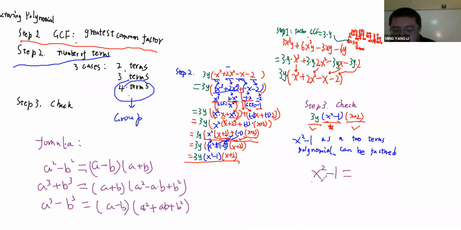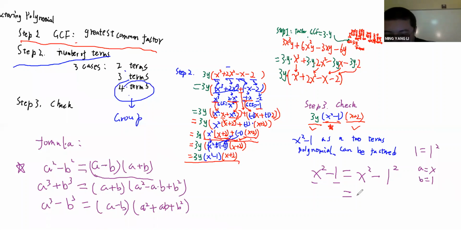So in this case, we just check. We have x squared minus 1, which looks like a difference of squares, so we may try to apply this formula. We have to write this as a difference of squares, but we know 1 equals 1 squared. That's a small trick. So x squared minus 1 is written as x squared minus 1 squared, and by our formula, a is x, b is 1. The formula gives us a minus b times a plus b, so it's x minus 1 times x plus 1. And that's it.